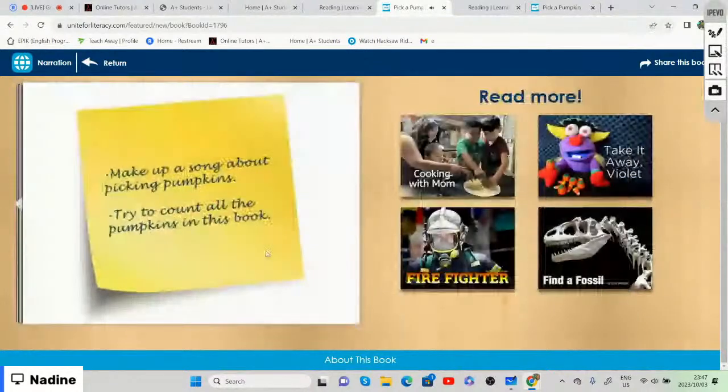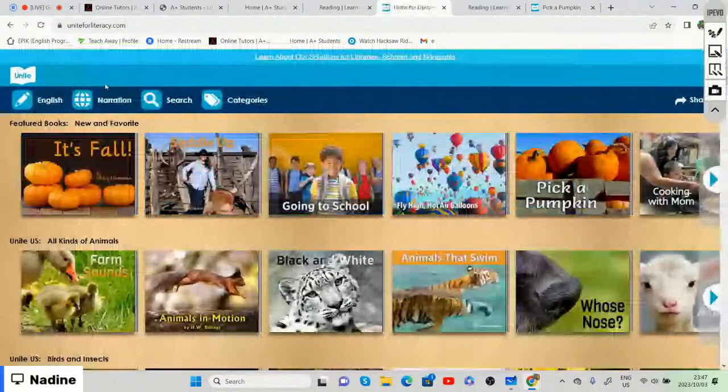All right. So that is basically our reading or our story, Pick a Pumpkin. And especially now that in certain parts of the country, people are celebrating Halloween, right? So they are definitely going to be needing to pick pumpkins and cut out and decorate the pumpkins, right? And go and do trick or treat, right?